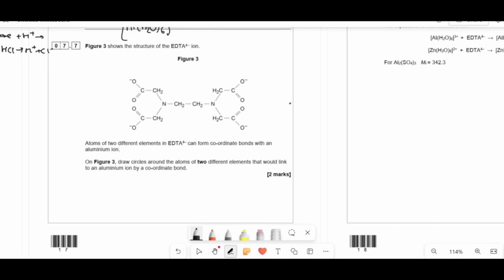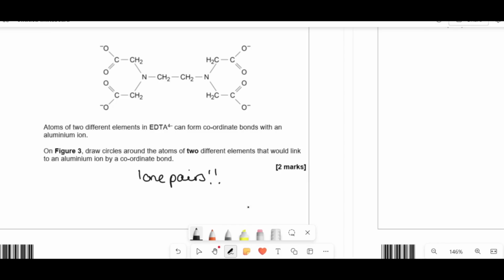Figure 3 shows the structure of an EDTA4- ion. Atoms of two different elements can form coordinate bonds with an aluminium ion. On figure 3, draw circles around the atoms of the two different elements that would link to an aluminium ion by a coordinate bond. In order to make a coordinate bond, what do you need? Anyone? You need lone pairs. You need to know where the lone pairs are.